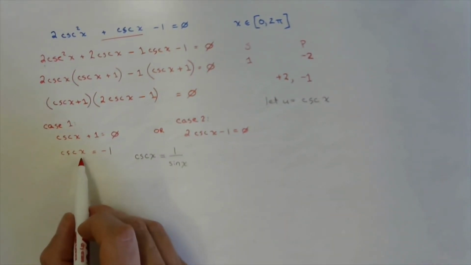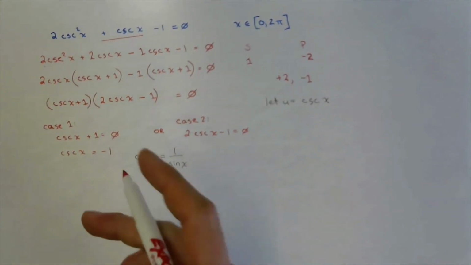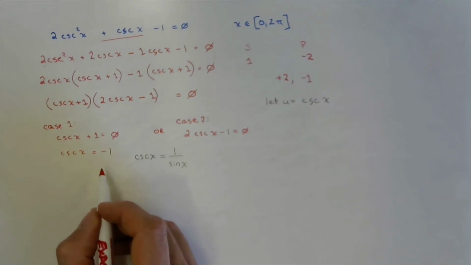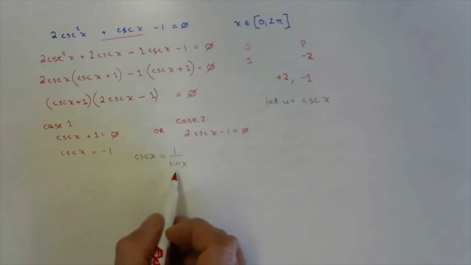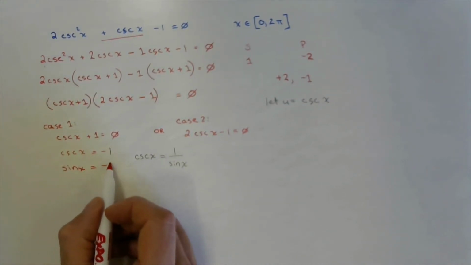If the cosecant of x is -1 over 1, what's the reciprocal of -1 over 1? It's just -1 over 1. So the reciprocal of -1 is -1. It's itself. So that also tells us then that the sine of x is -1.